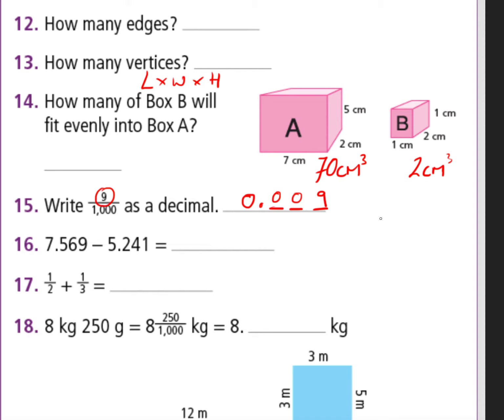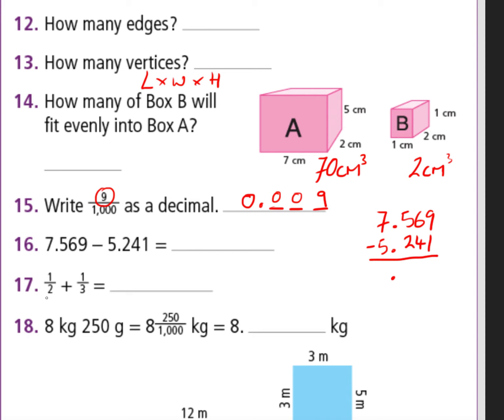Number 16, we have 7.569, and we are going to subtract 5.241. Okay, when you write them on top of each other like that, it's very easy. Just if you do your carrying properly and keep your decimal underneath here in your answer, you'll have the answer for that right.